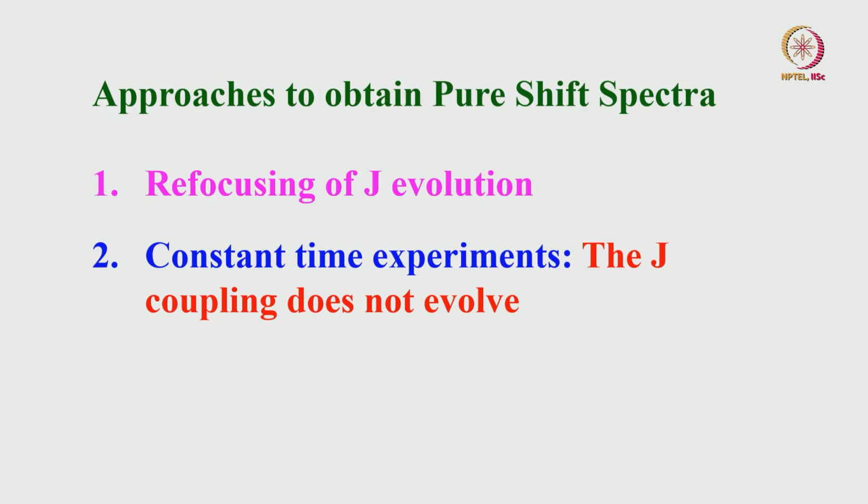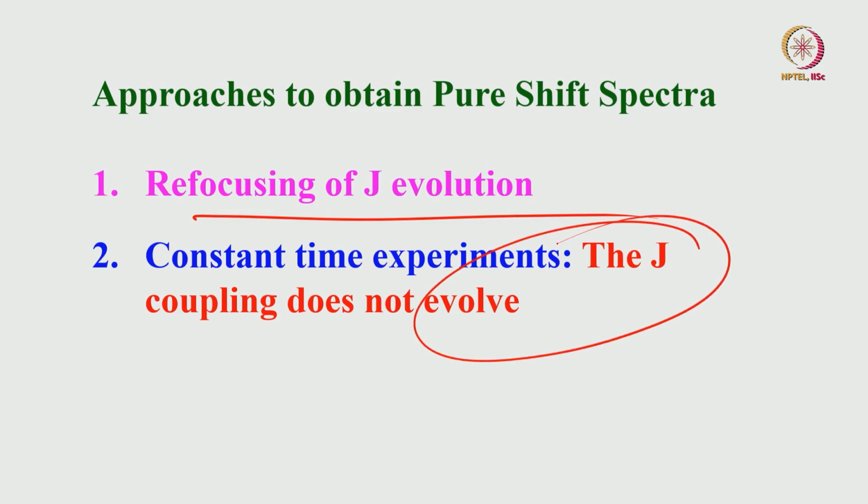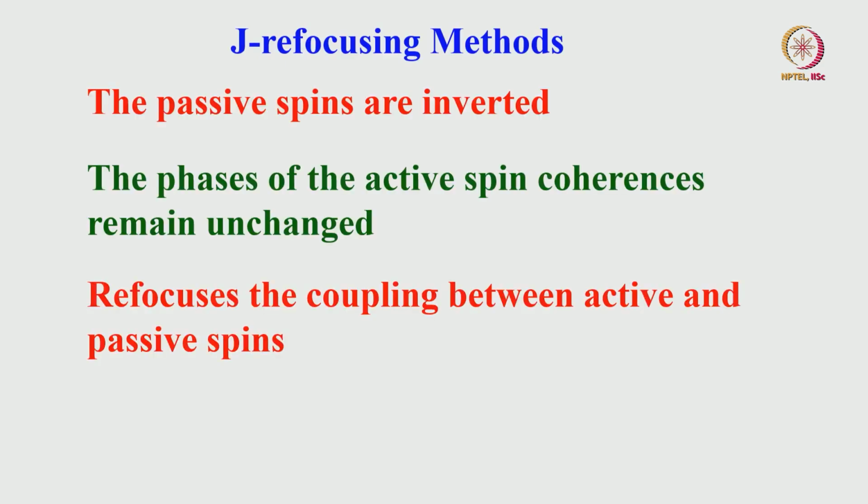To prevent the evolution of J coupling, there are two possible ways to obtain pure shift spectra. One is refocusing of J evolution, the other is what is called a constant time experiment. When you do a constant time experiment, J coupling does not evolve. When J coupling does not evolve, it is as good as only chemical shift evolution. That is one way: you can refocus J coupling and prevent evolution. The other way is a constant time experiment where J coupling does not evolve at all. There are many ways. If you do the J refocusing, what we do first is that spins are inverted.